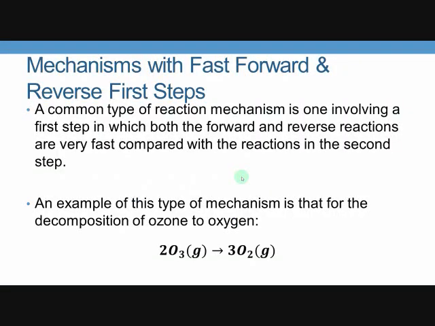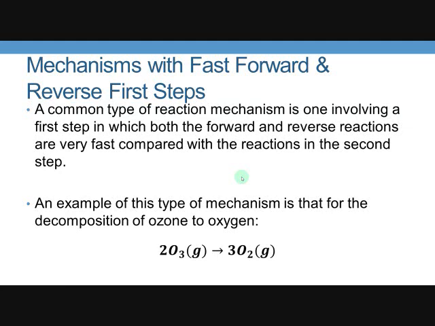We began to see in our previous sections how you can have a reversible step. You might have seen reversible next to slow or fast before in a mechanism. So a common type of reaction mechanism is one involving a first step in which both the forward and reverse reactions are very fast compared to the second step.